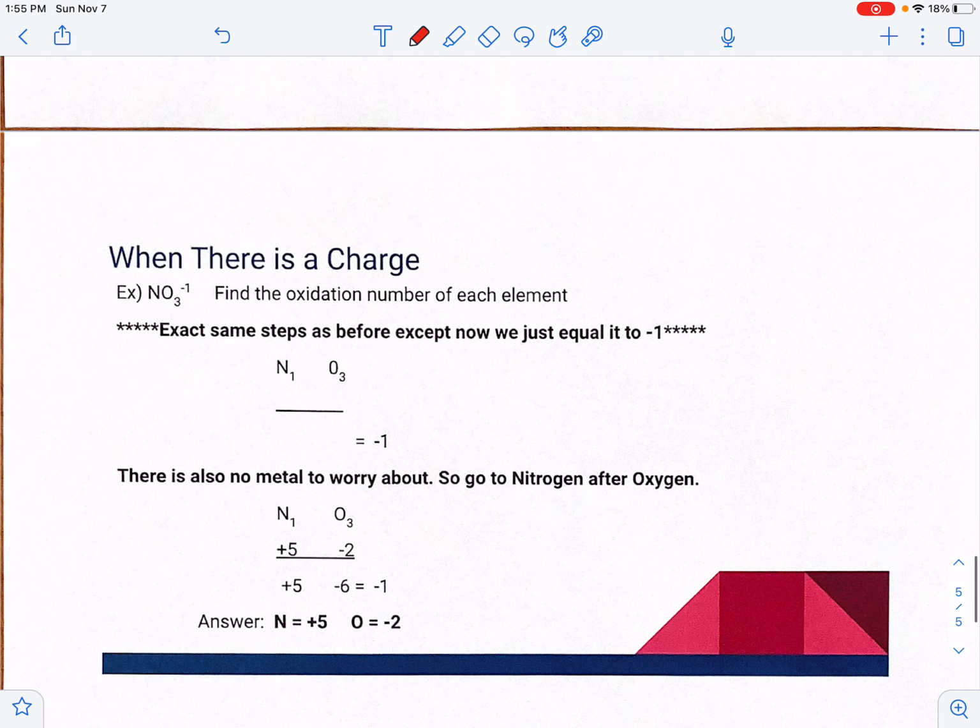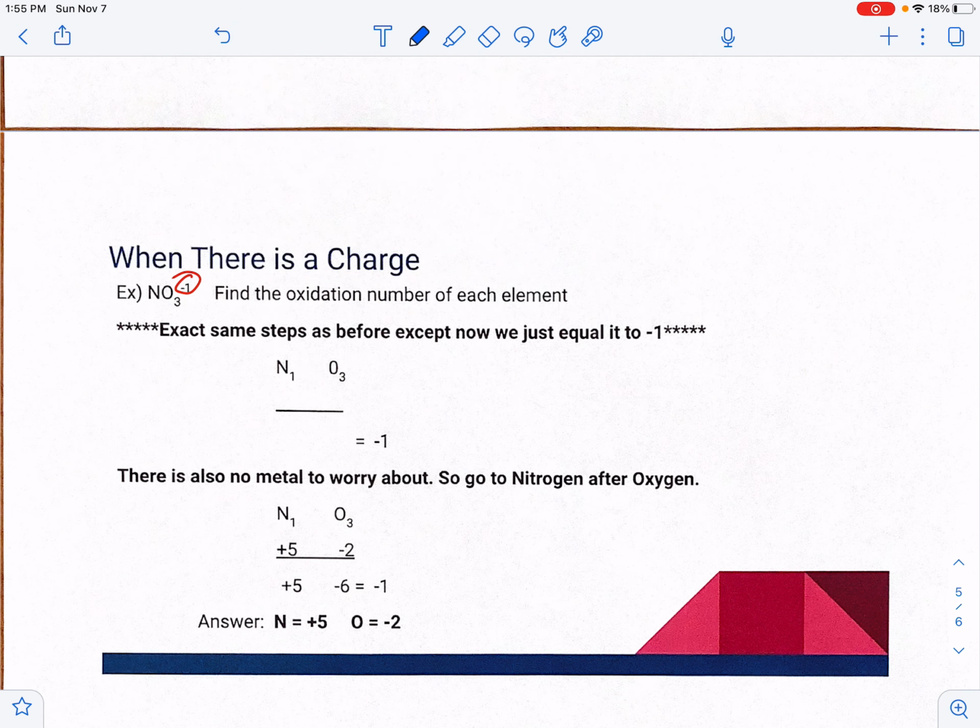Okay, so now let's go to the next one, which is when there is a charge. It's the same steps as you did before. It's just now we have a different number. We're no longer setting it equal to 0. We're just setting it equal to -1 now. So nothing different. You just change out what you're equal to.